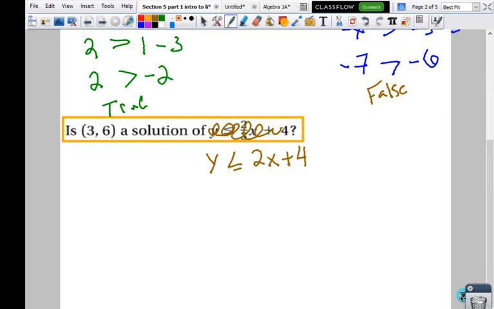So you're going to plug in 3 for x, right? 6 for y.